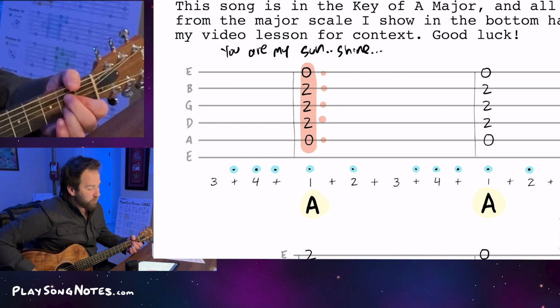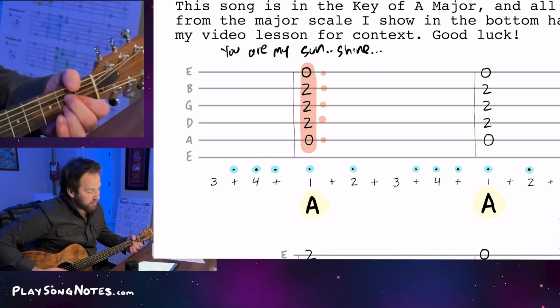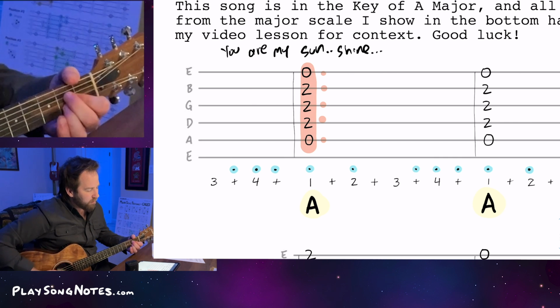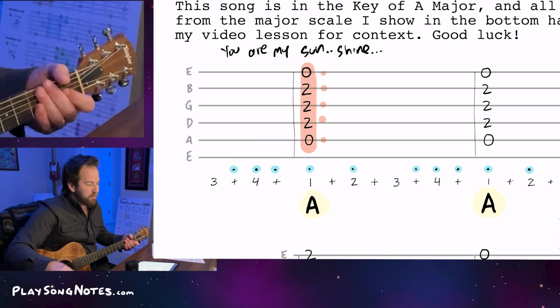Let's just play these individual notes while we're singing the word sun and see if we can find a match. You are my sun. Too low. You are my sun. Almost. You are my sun. You are my sunshine. I think we have a match right there.